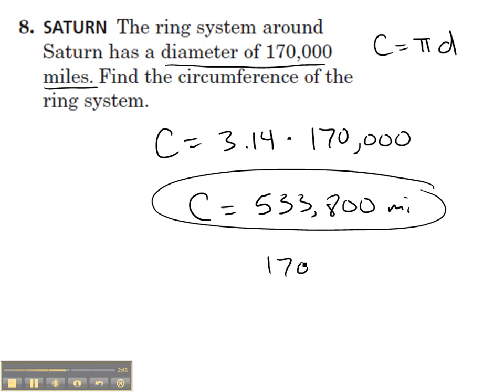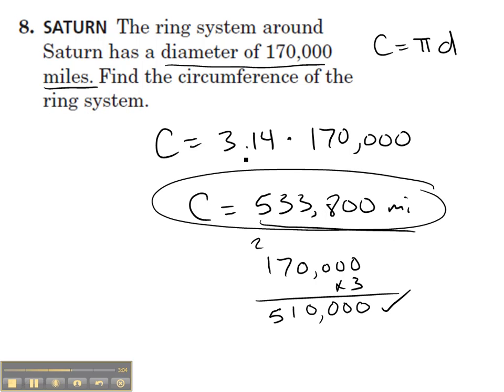Again, let's just take a quick look at what it would be if we approximated by multiplying by 3. That's 510,000. That's pretty close to what we calculated using 3.14, so that should be a good answer.